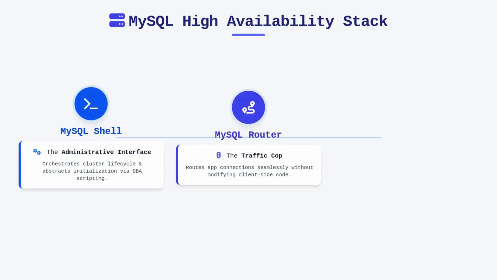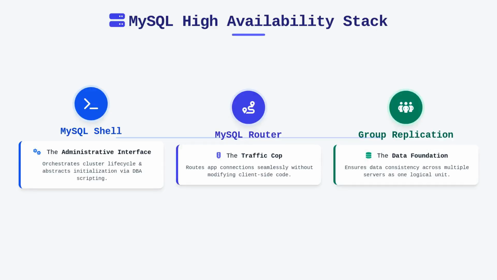MySQL Router acts as the traffic cop, seamlessly routing your application connections to the appropriate database node without requiring complex modifications to the client-side code. Underlying these components is Group Replication, which enables the actual data consistency and high availability by allowing multiple server instances to act as a single logical unit.